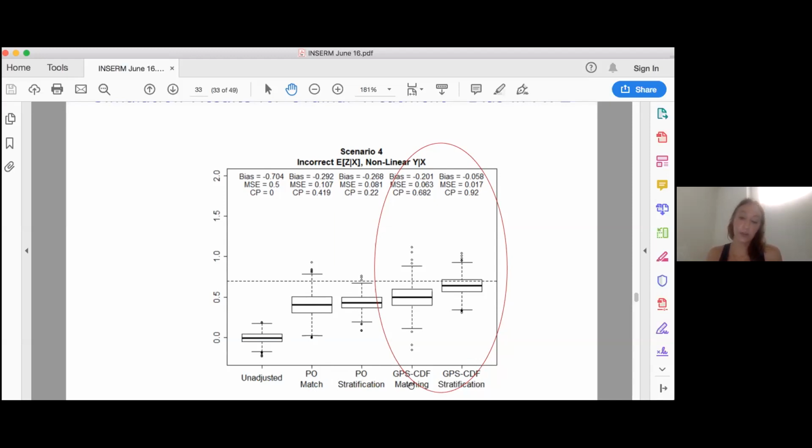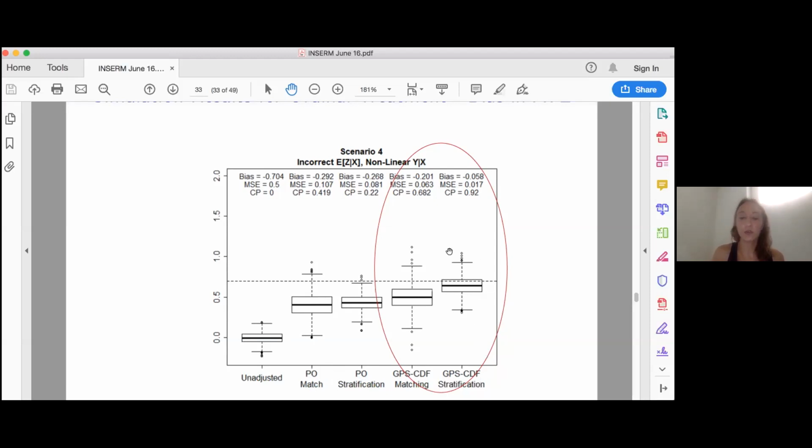Here, I'm not fitting a proportional odds model. I'm using GBM, generalized boosting, and therefore I should do a little bit better than the proportional odds model. And then I'm matching based on a scalar from there, or stratifying based on a scalar from there.